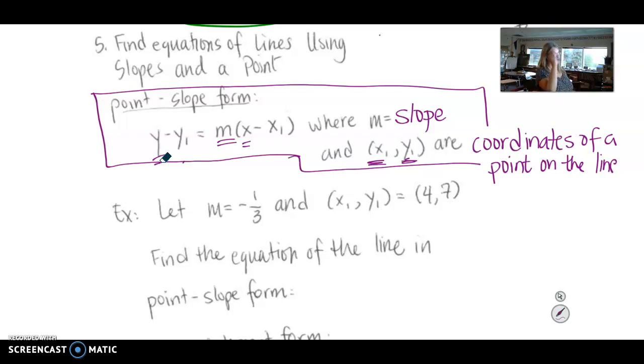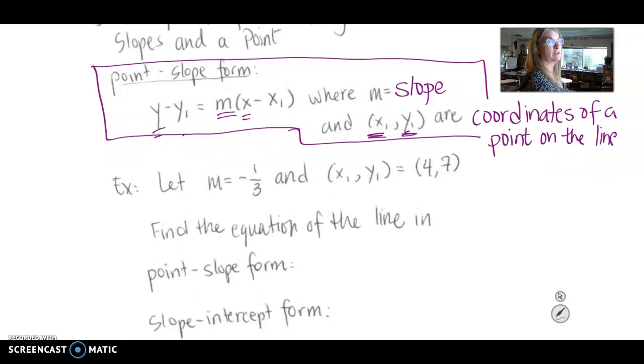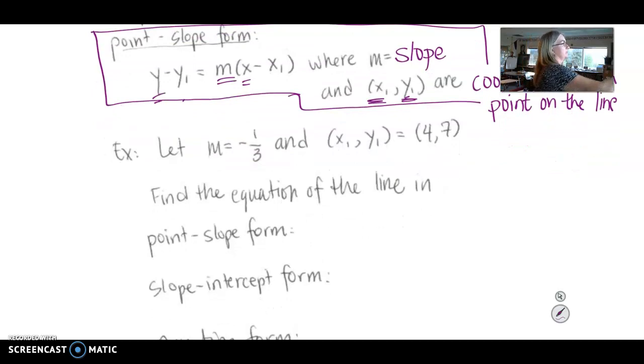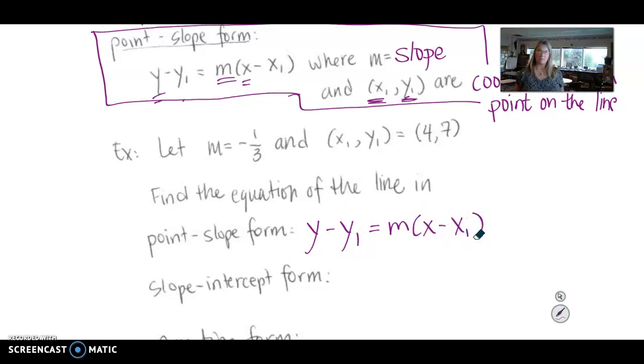So an example: let m equal negative 1/3, and x1, y1, a point on the line, is 4, 7. Find the equation of the line in point-slope form. This is our point-slope form. You kind of want to just memorize that. Then we're going to put it into point-slope form, and then rewrite it in slope-intercept form. Oftentimes you want to have an equation in slope-intercept form. You'll see tests where you have to do that, or it's just a really convenient way to have the equation of the line.